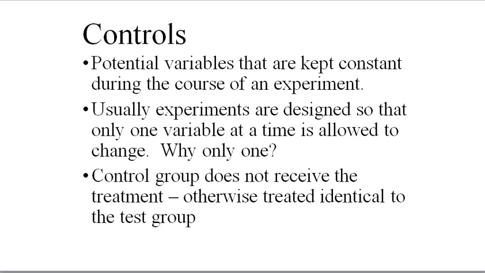Experiments usually include a control group, one that receives the same treatment as the other groups, except the experimental variable is also kept constant. Why is that important?